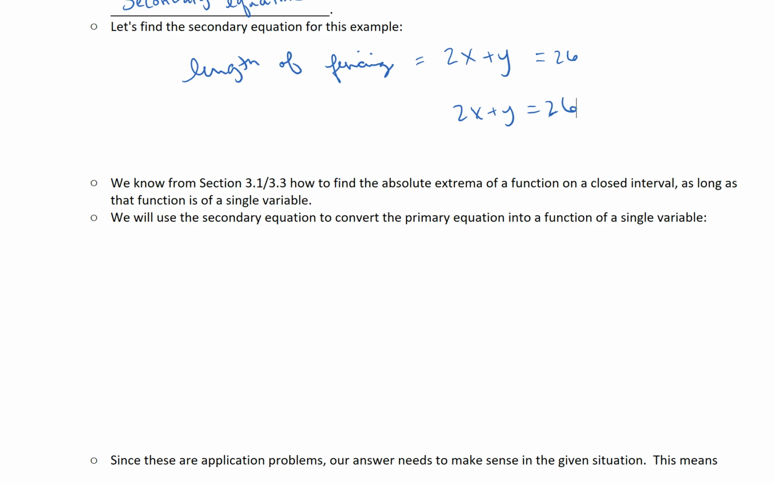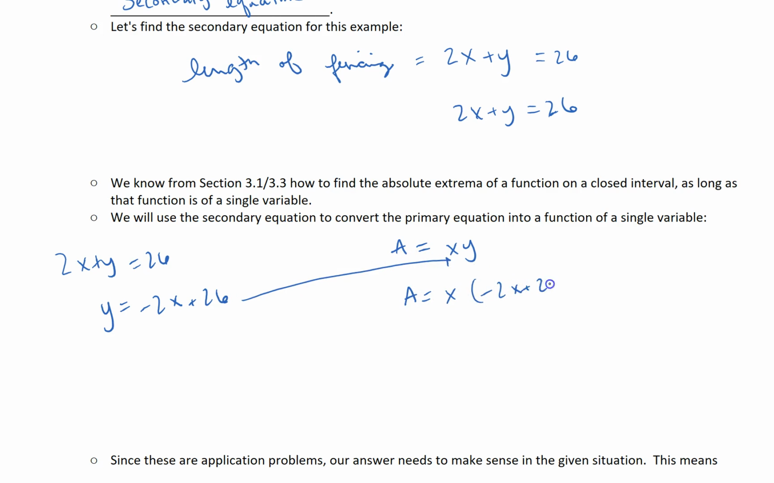So we know from section 3.1 and 3.3 how to find absolute extrema of a function on a closed interval, or relative extrema depending on the problem, as long as that function is of a single variable. So our function A equals xy is not of a single variable, but we can use our secondary equation to force it to be. So I'm going to take my 2x plus y equals 26 and solve it for y. And I'm going to take that A equals xy, which was my area, and substitute. So that'll be x times negative 2x plus 26, or negative 2x squared plus 26x. So that's going to be my function A of x that I'm going to use.